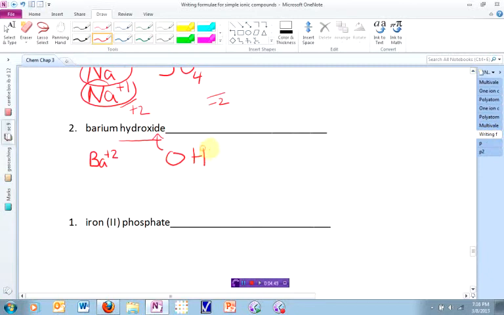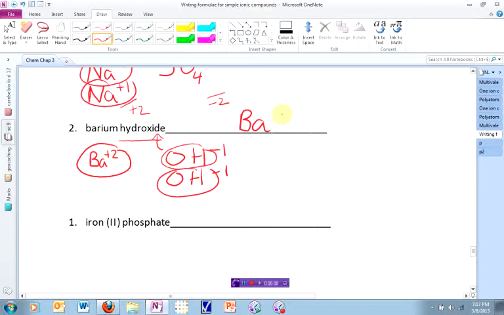OH -1. So then we balance the charges to 0. We've got 2 positives, 1 negative. We've done this before. Put another OH there. Now we're going to write the formula. Ba, there's only one Ba, and then 2 hydroxide.